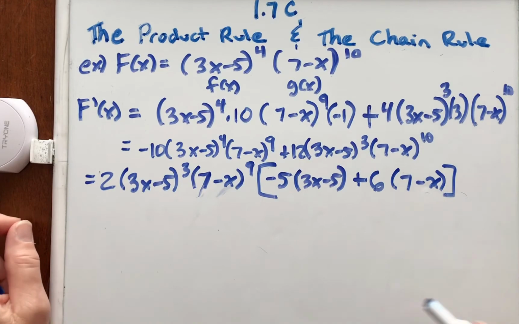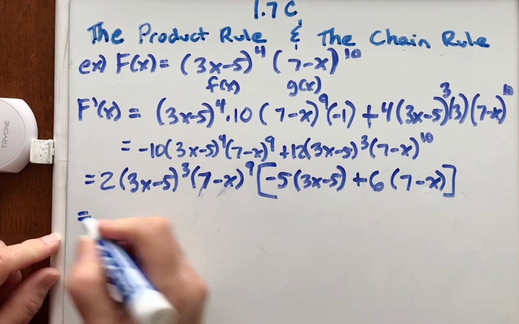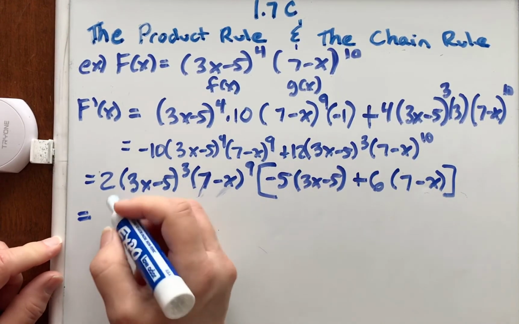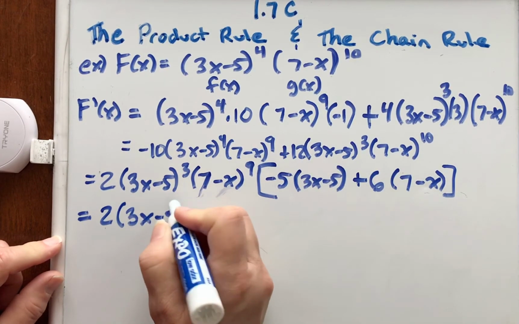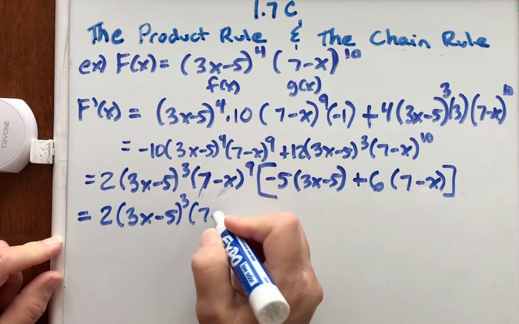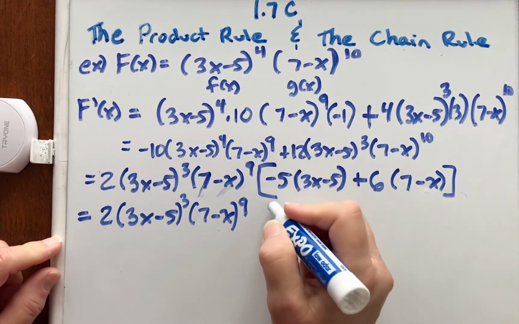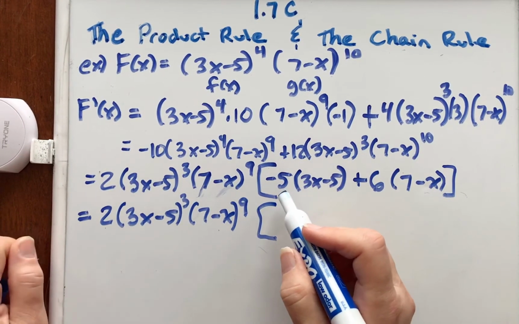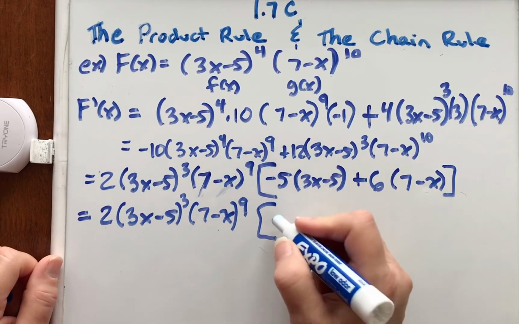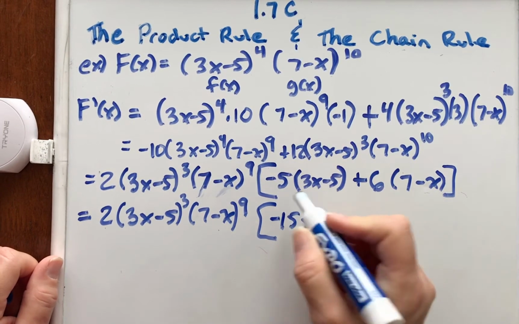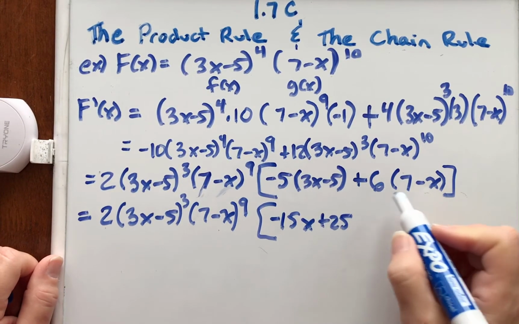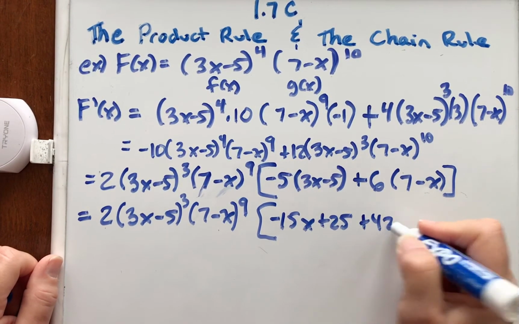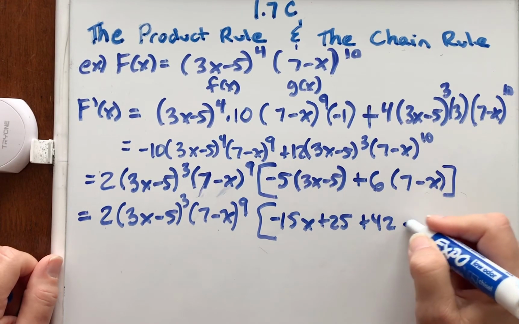Okay? Now we're just going to keep this here and we're going to go ahead and multiply those out. So rewrite the 2 times (3x minus 5) cubed times (7 minus x) to the 9th power. And we're going to distribute this. Negative 5 times 3x is negative 15x. Negative 5 times negative 5 is plus 25. Positive 6 times 7 is plus 42. Positive 6 times negative x is negative 6x.